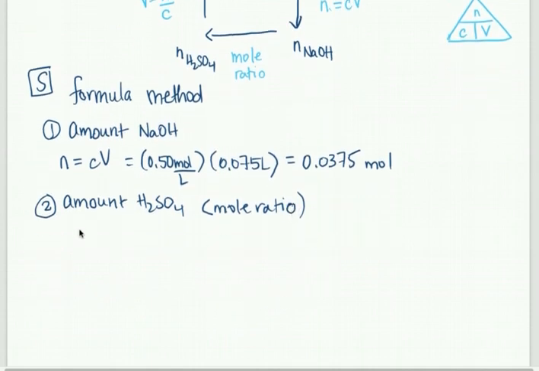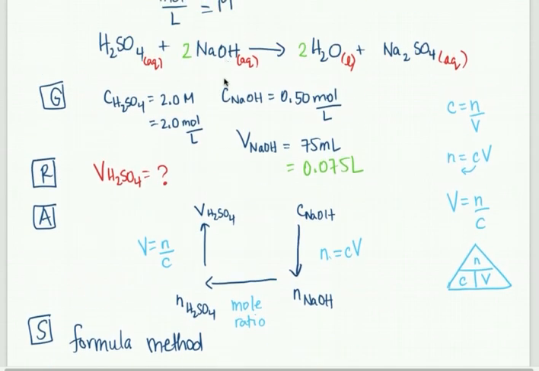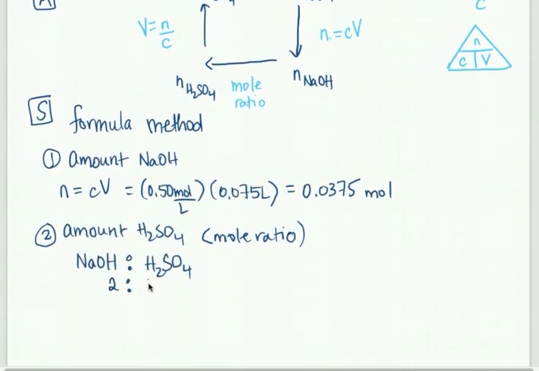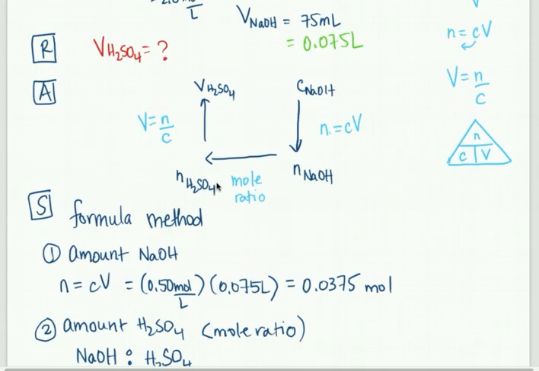Okay, so the amount that we know is sodium hydroxide. The amount that we're trying to find is sulfuric acid. All right, so go back to the balanced chemical equation here. It is a 2-to-1 ratio, so again, you're dividing by 2. If you start with the amount of sodium hydroxide, you're going to divide it by 2 in order to get to the amount of sulfuric acid. And there it is.